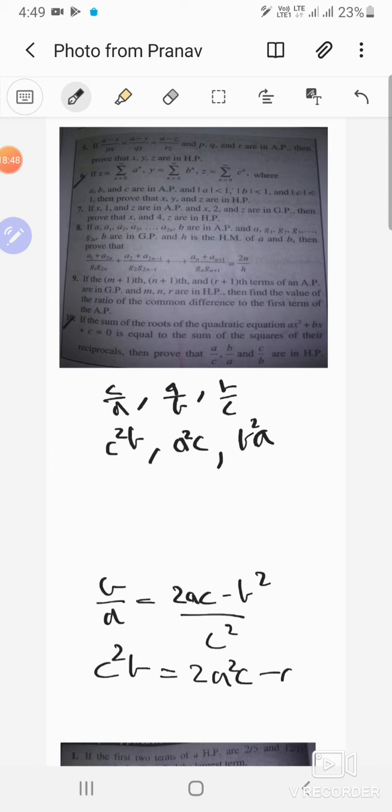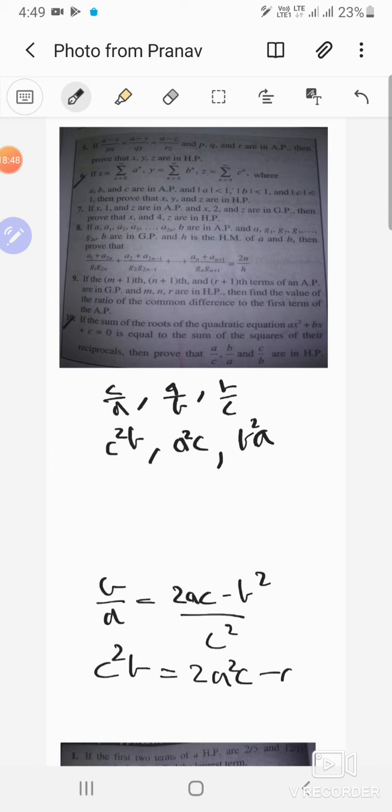The next question is, if x is equal to the summation from n equals 0 to infinity of a power n, y is equal to the summation from n equals 0 to infinity of b power n, and z equals the summation from n equals 0 to infinity of c power n, where a, b, c are in AP. Okay, and the magnitude of a is less than 1, the magnitude of b is less than 1, and the magnitude of c is less than 1, then prove that x, y, z are in HP.